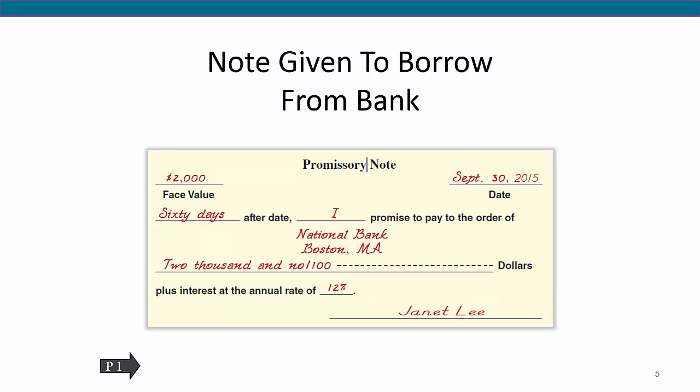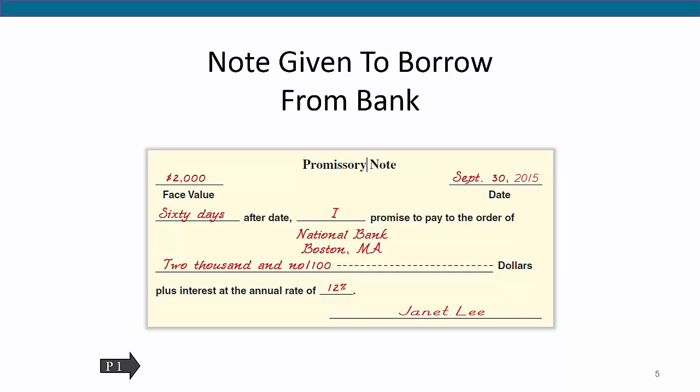Instead of replacing an accounts payable with a notes payable, let's look at a promissory note issued to borrow money from the bank. A bank nearly always requires a borrower to sign a promissory note when making a loan. When the note matures, the borrower repays the note with an amount larger than the amount borrowed. The difference between the amount borrowed and the amount repaid is interest. Notice that we have a definite payee, the National Bank, an amount of $2,000, plus interest at 12% for 60 days. The entire amount will be paid on November 29, the date the note matures.